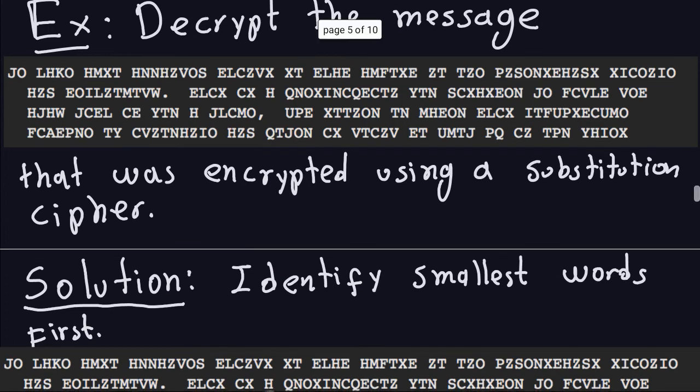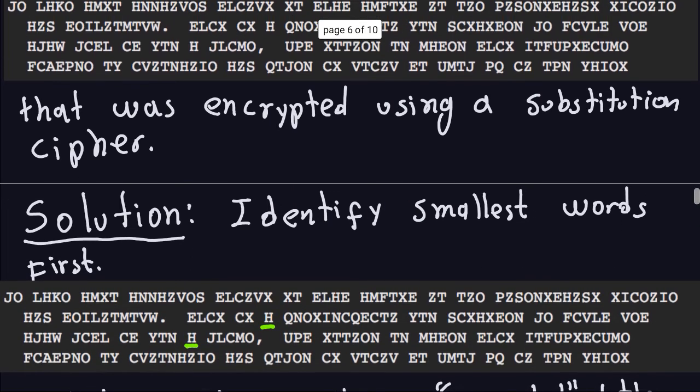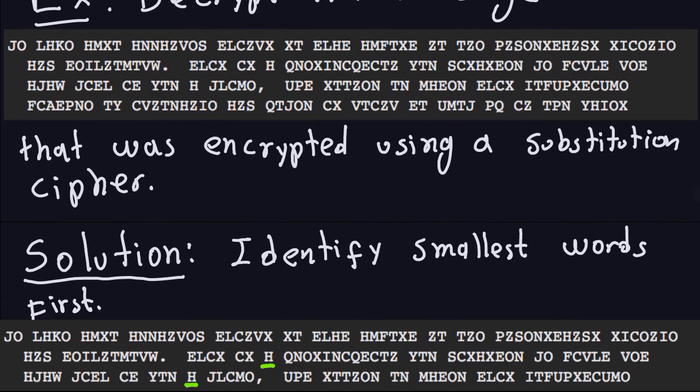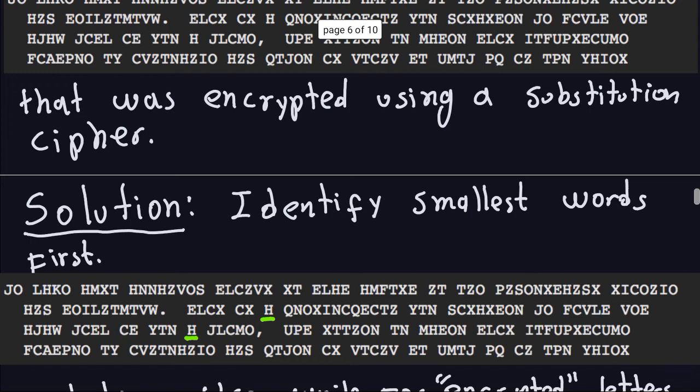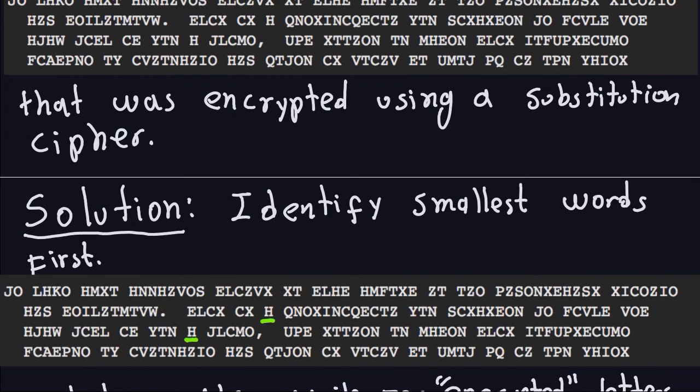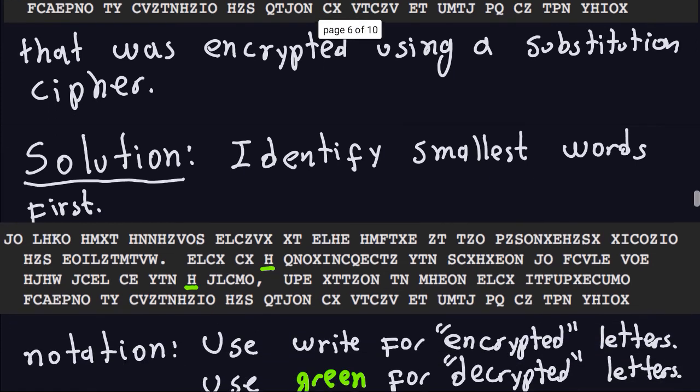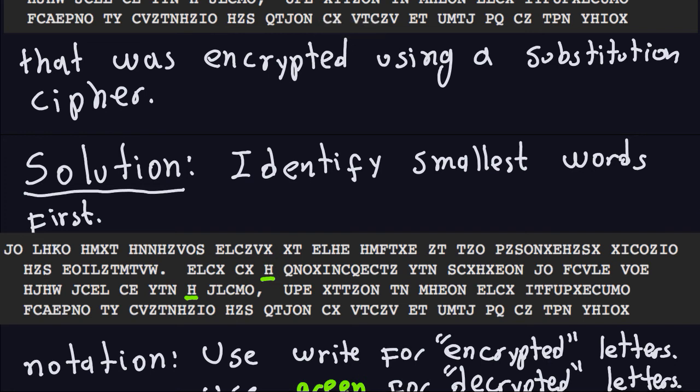So I'm looking at the message, and as you can see there in the ciphertext, I put a green line below the 1-letter word. This is the ciphertext, and that H that you see there corresponds to the 1-letter word. According to the frequency of single-letter words, the H is going to represent either an A or an I.